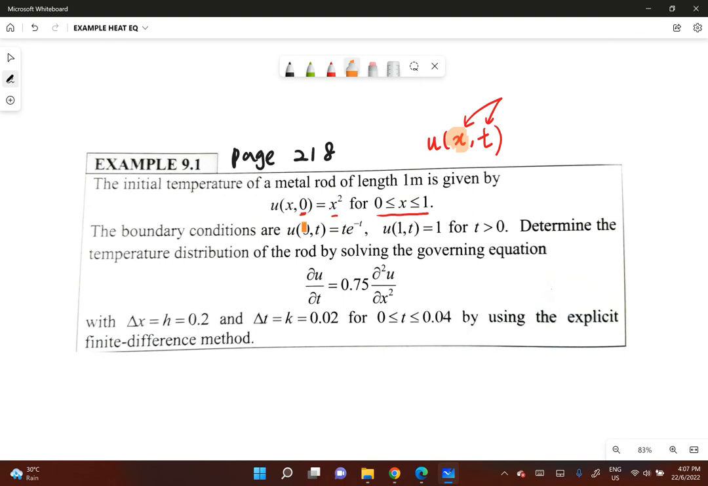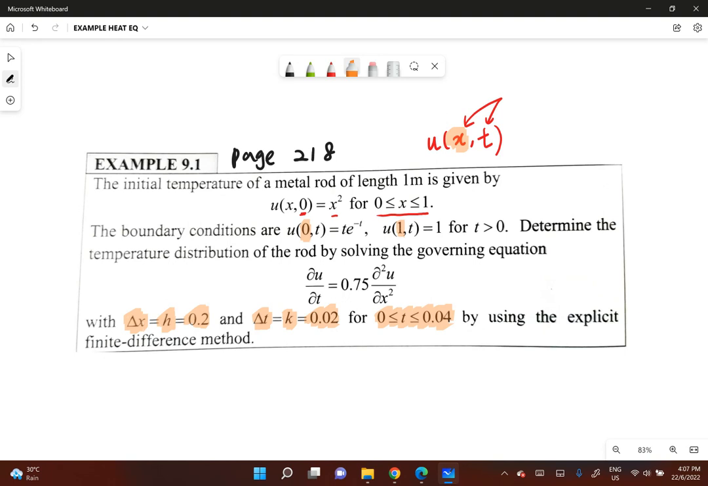That means when x is 0, u is equal to t times the exponent of negative t. And when x is 1, the value of u is equal to 1, for t larger than 0. Determine the temperature distribution of the rod by solving the governing equation. This is the heat equation, where the step size of x, we use h, is 0.2, and the step size of t, k, is 0.02, for t from 0 until 0.04.